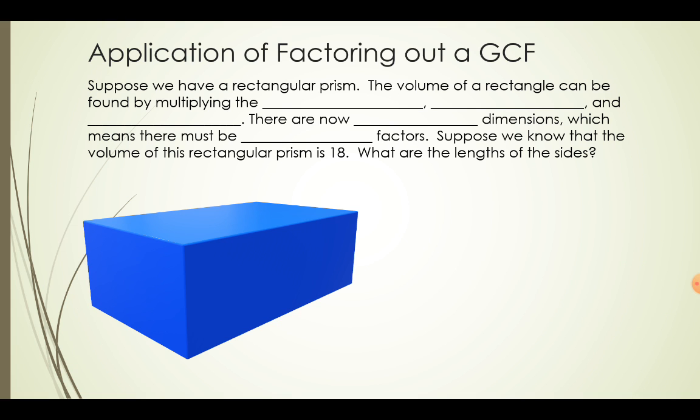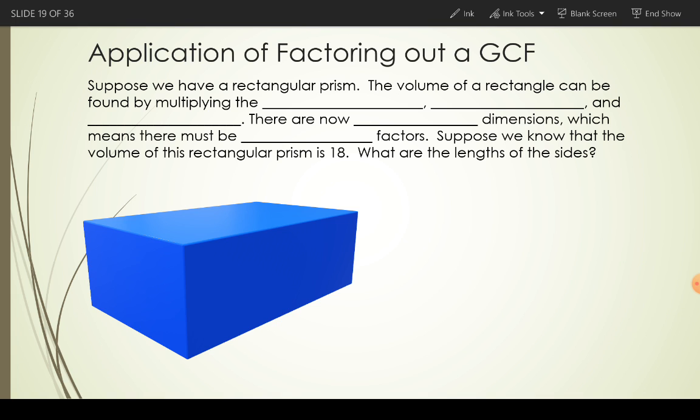All right, so here's an application of factoring out the greatest common factor. Okay, suppose we have a rectangular prism. The volume of a rectangular prism can be found by multiplying the length, width, and, you guessed it, height.